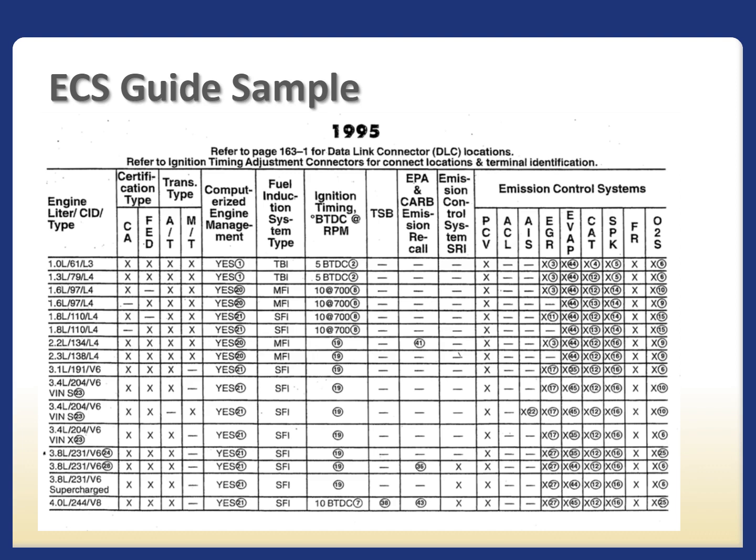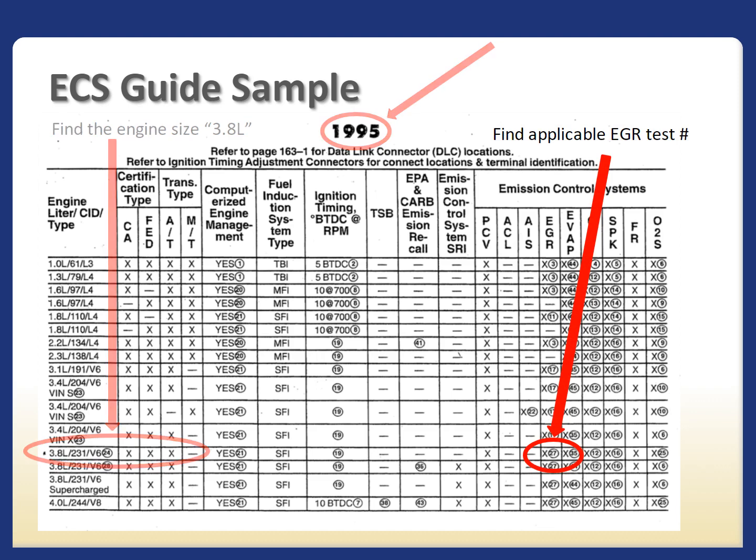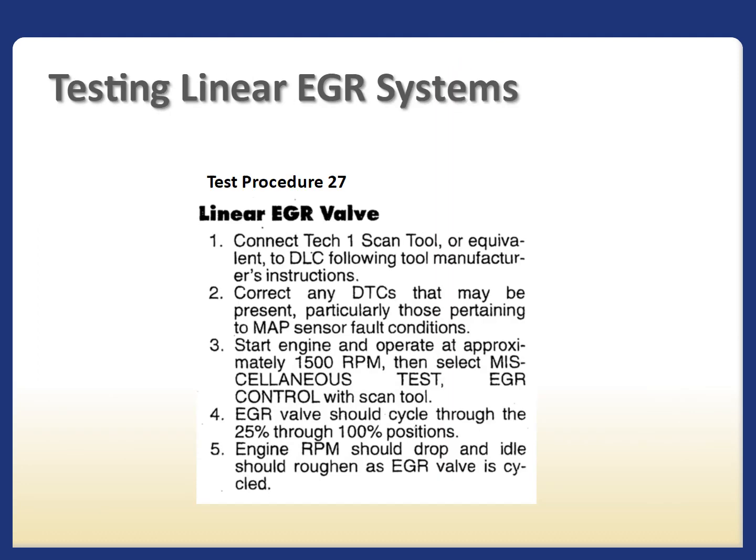To find the proper EGR test for this vehicle, the inspector will need to use an ECS application guide. The appropriate EGR valve test procedure can be identified by locating the correct model year and engine size. The EGR functional test procedure for this 1995 Oldsmobile Delta 88 with a 3.8-liter engine is test number 27. The EGR test procedure for this vehicle requires the use of a scan tool to actuate the EGR valve.